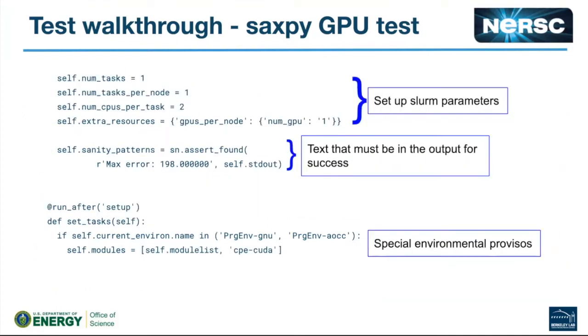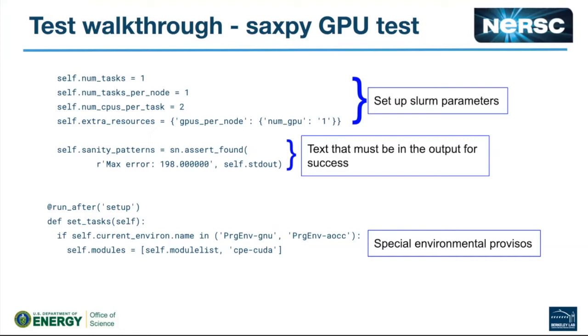And then you have a bunch of stanzas where you can set up the slurm parameters. So these settings here translate directly to flags that you would add to your sbatch command. So you want to run one task on one node, use two CPUs, and you want to have access to one GPU. And then you have this sanity pattern, and you're asserting that it must be in there. So basically, this means if this text is not in the output, then the test failed.